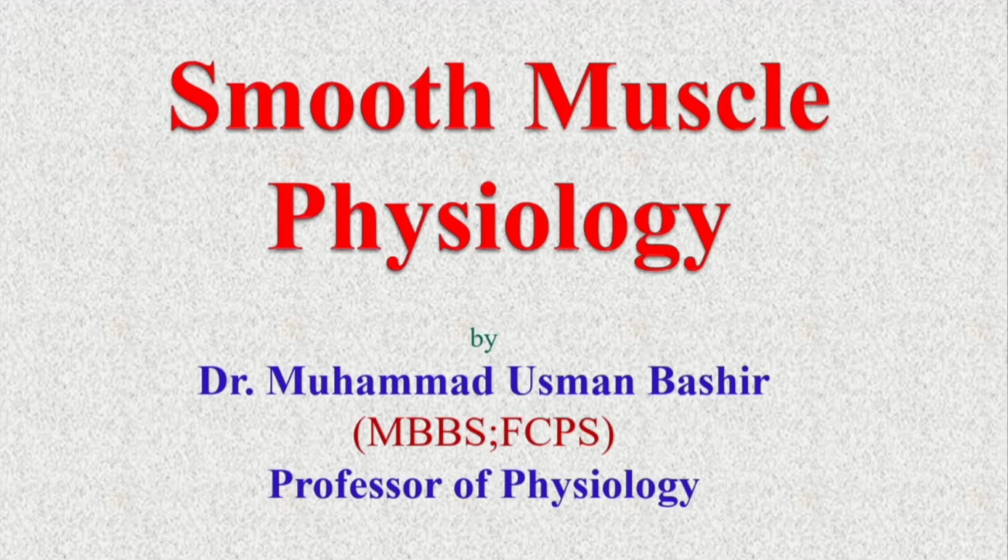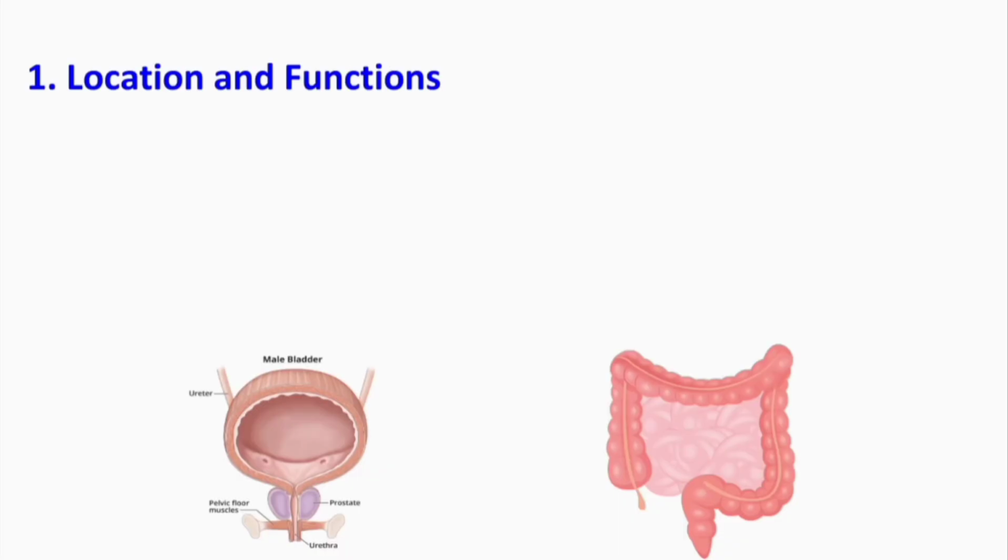I am Dr. Muhammad Usman, Professor of Physiology, and in today's video we will discuss smooth muscle physiology. Now you know that smooth muscle is one of the two involuntary muscles in our body, the other being the cardiac muscle, and it is non-striated. Smooth muscle is widely distributed in our body.